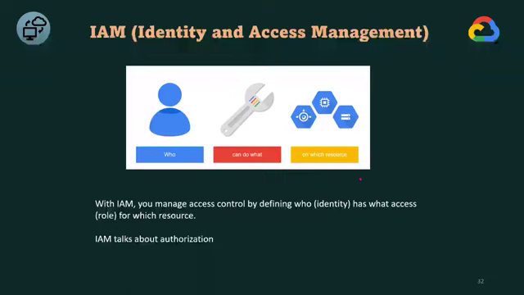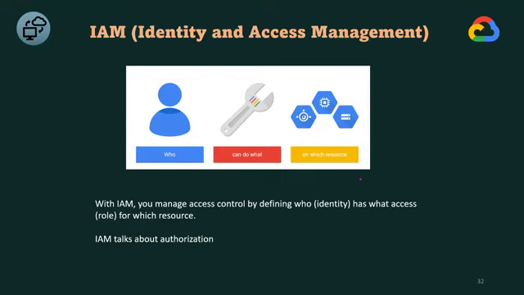IAM means identity and access management. IAM is not only for the GCP guys. Even if you go for Azure, you will have IAM. If you go to AWS also, you will have IAM. IAM is nothing but identity and access management. The name itself says that here we are going to talk about identities and access, and manage everything here. Let us see each and everything in detail. With IAM, we can manage access control by defining who has what type of access for which resource.